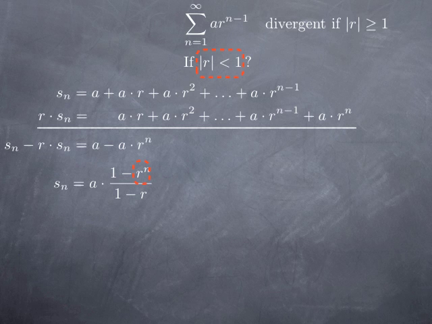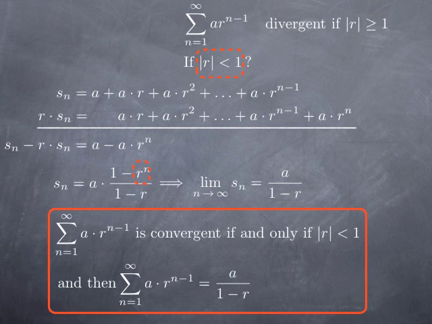Now this r to the n, we've seen that when r is in absolute value less than 1, this goes to 0, and therefore the limit of the sequence of partial sums is a over 1 minus r, which means that a geometric series of first term a and common ratio r is convergent if and only if the absolute value of the common ratio is strictly less than 1, and in that case the sum of the series is a over 1 minus r, which you should think of as the sum is the first term divided by 1 minus the common ratio.